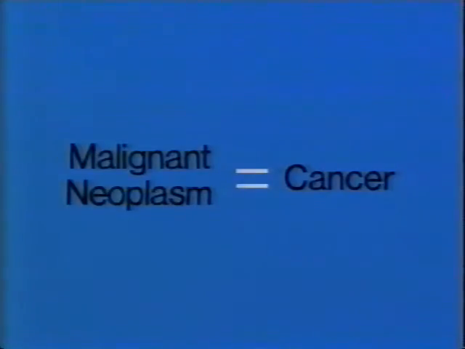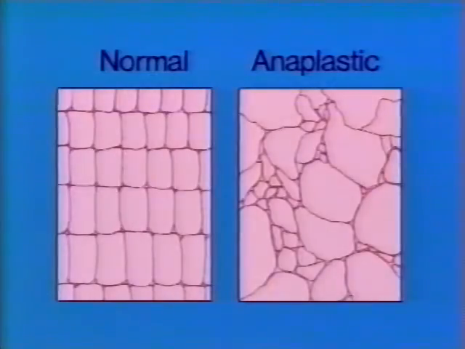The terms malignant neoplasm, malignant tumor, and cancer are synonymous. The histologic and cytologic features of cancer are summarized by the term anaplasia. These features include derangement of the normal tissue architecture, the crowding of its cells, their lack of orientation, termed dyspolarity, and their heterogeneity in size and shape, termed pleomorphism.